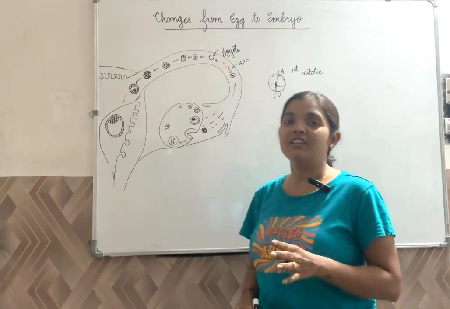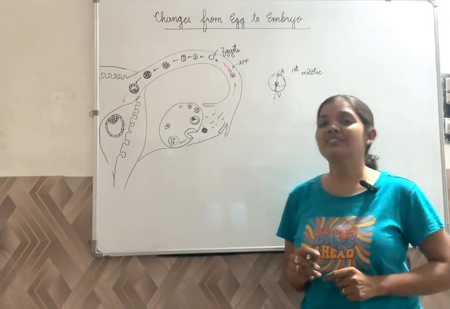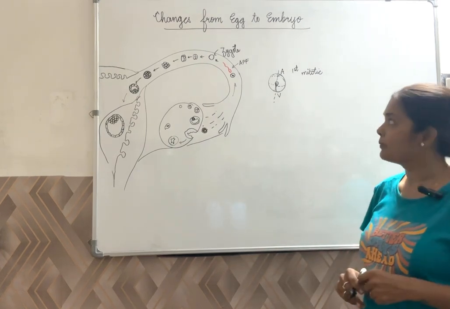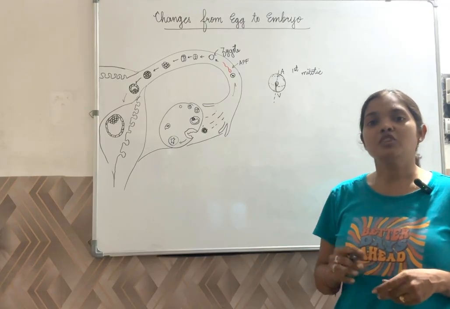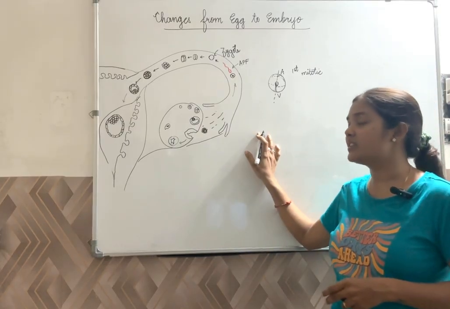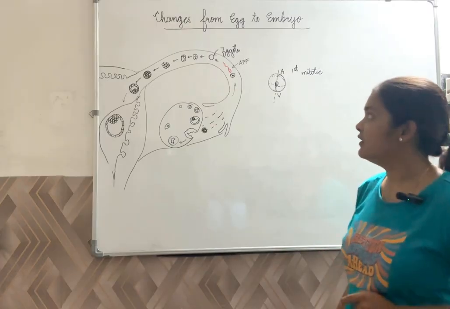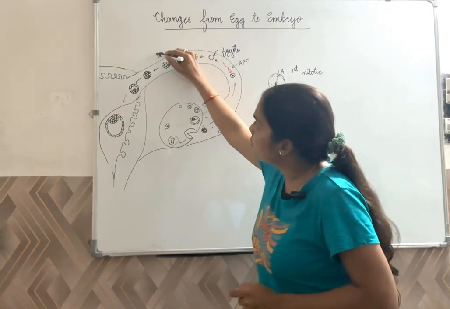All these cleavage divisions here are of the holoblastic kind, because in humans the egg is alecithal, which means it does not contain yolk. As it is seen in the case of reptiles and birds, a yolk is present, so complete cleavage is not seen in them. In the case of humans, yolk is absent, so it shows complete cleavage, which is also called holoblastic cleavage. Once this 8-cell stage is attained, we call this the morula.